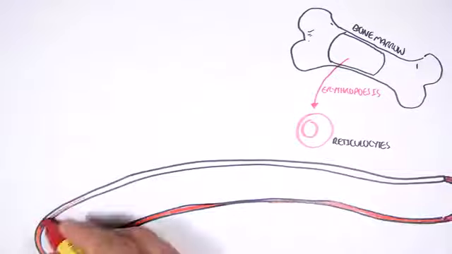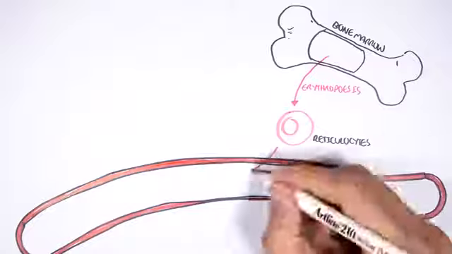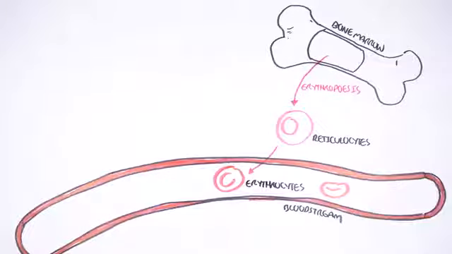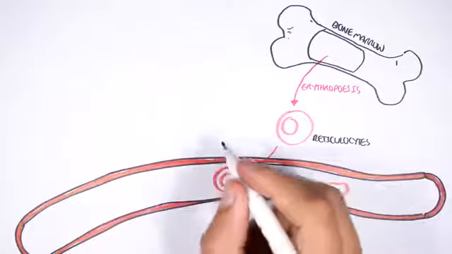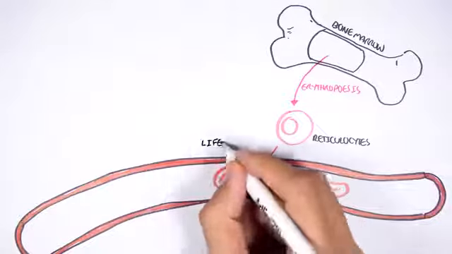Both reticulocytes and erythrocytes have no nucleus. These cells are anucleated. Anyways, these erythrocytes, their purpose is to circulate around our body and carry oxygen around. The oxygen in erythrocytes is bound to what's called hemoglobin. These erythrocytes circulate around the body for about 120 days until they eventually get old.